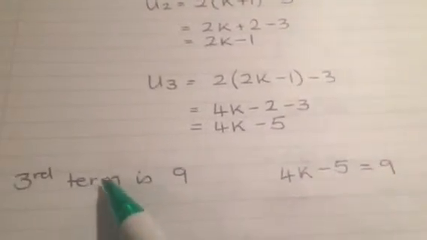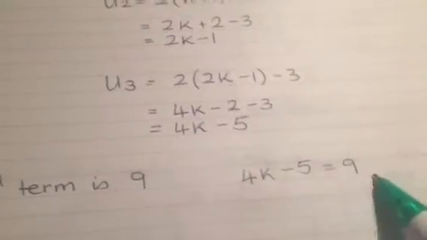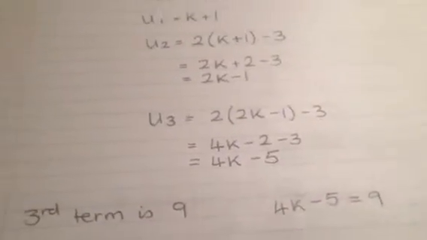Sometimes then you'll be told that the third term is 9, which means that this expression is equal to 9, and you can find out what k is equal to.